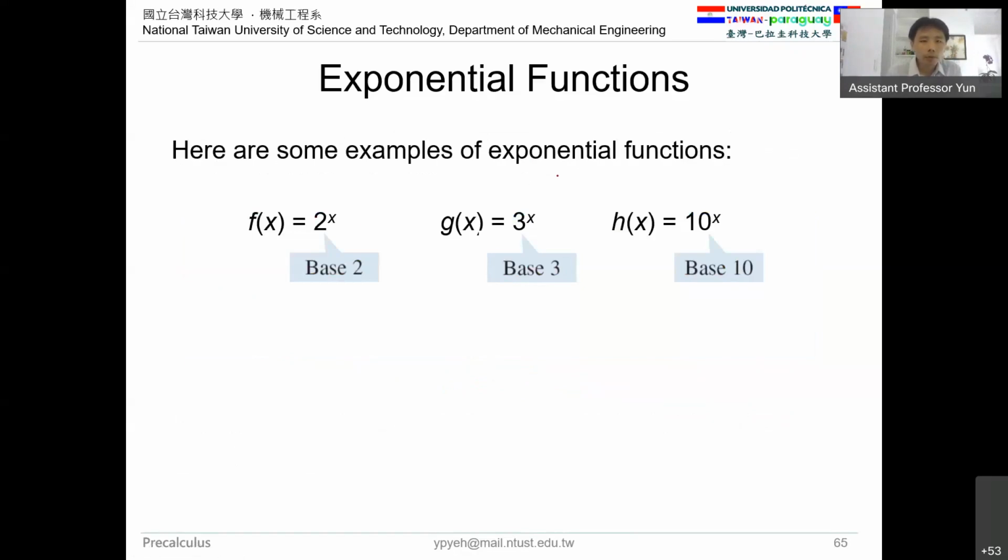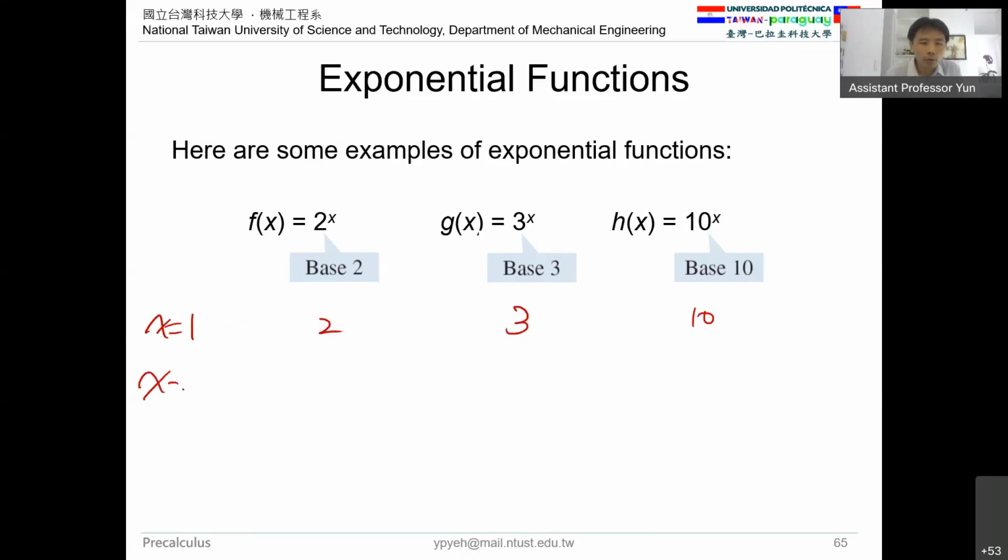So here are some examples of exponential functions. For example, f of x equals 2 power of x, where the base is 2. g of x equals 3 power of x, where the base is 3. h of x equals 10 power of x, where the base is 10. When x equals 1, f of x will equal 2, g of x will equal 3, and h of x will equal 10, right?